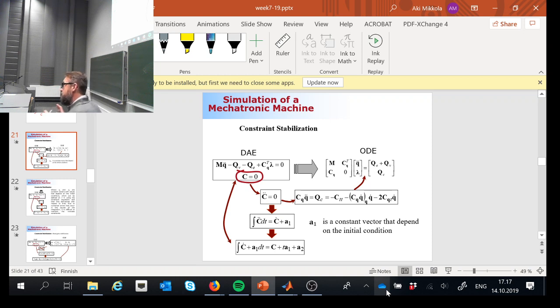Constraint stabilization could be asked in the midterm exam at a level of what the concept is, like why you need it. And you need it because you converted your differential algebraic equation to an ordinary differential equation. And in the course of that transformation, you actually introduce the constraint only at the acceleration level. That's the reason why you need this stabilization. Got it?